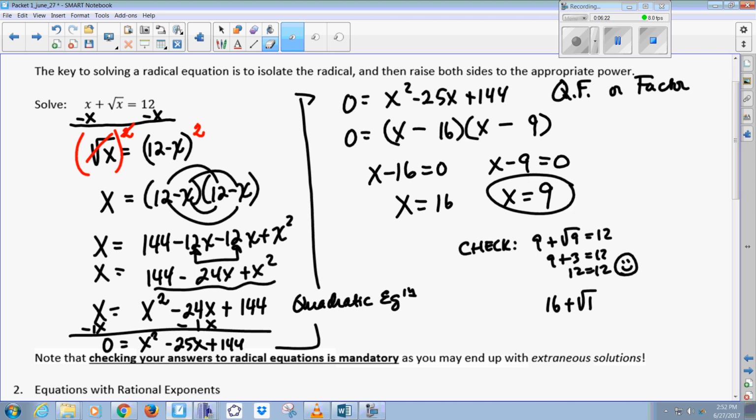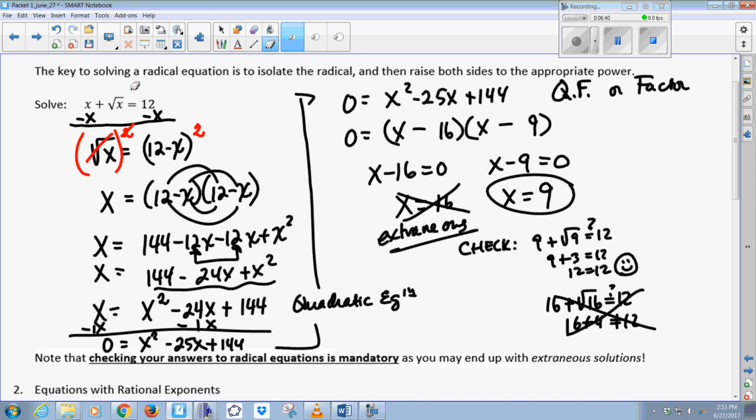Now we want to check out our other answer. 16 plus the square root of 16. Does that equal 12? 16 plus 4 does not equal 12. So this is not a solution to the original equation. We call this extraneous. That's the word we give it in mathematics.